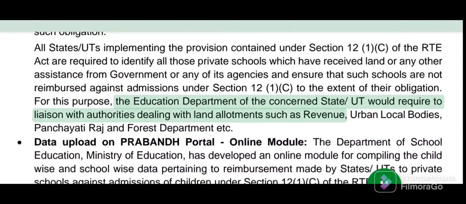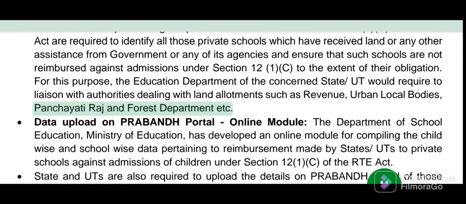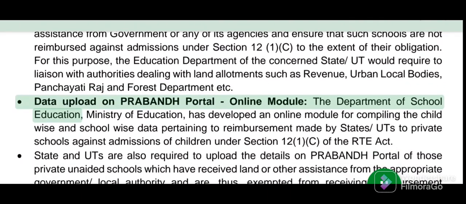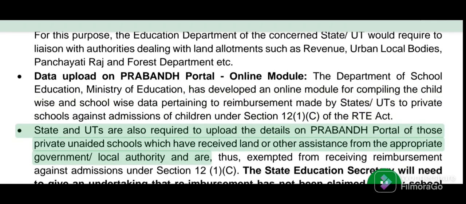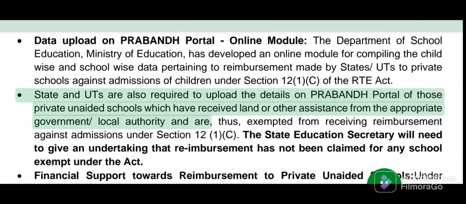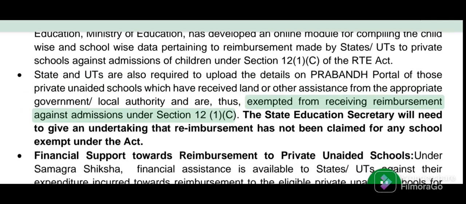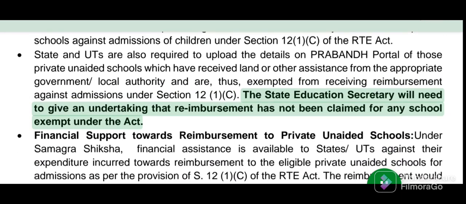For this purpose, the Education Department of the concerned state or UT would require to liaise with authorities dealing with land allotments such as revenue, urban local bodies, Panchayati Raj and Forest Department etc. Data upload on PRABANDH portal online module. The Department of School Education, Ministry of Education, has developed an online module for compiling the child-wise and school-wise data pertaining to reimbursement made by states and UTs to private schools against admissions of children under Section 12(1)(c) of the RTE Act. States and UTs are also required to upload the details on the PRABANDH portal of those private unaided schools which have received land or other assistance from the appropriate government or local authority and are, thus, exempted from receiving reimbursement against admissions under Section 12(1)(c). The State Education Secretary will need to give an undertaking that reimbursement has not been claimed for any school exempt under the Act.